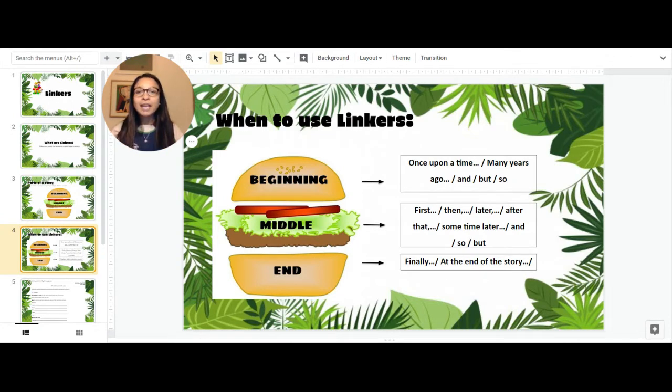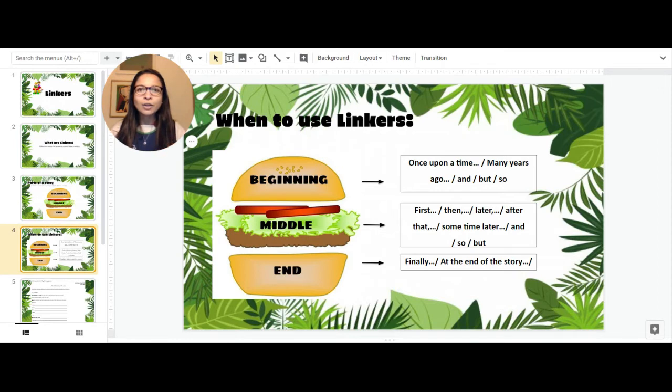Well, in the middle, as we've said before, we are going to be dealing with the problem. We're going to talk about the problem and which were the steps the characters followed to solve that problem. So that is why we're going to place them in order. So first, something happened. Then later, after that, sometime later, okay? So in that way, we'll be putting in order everything that happened in the middle. That generally is the longest part in a story.